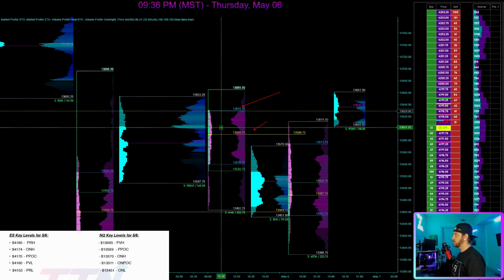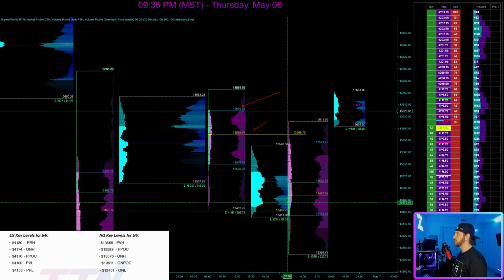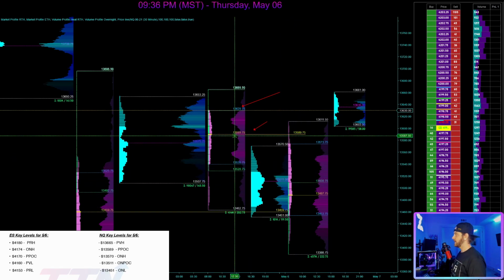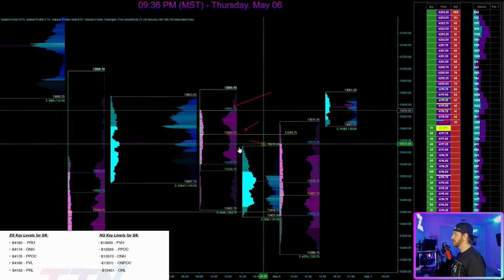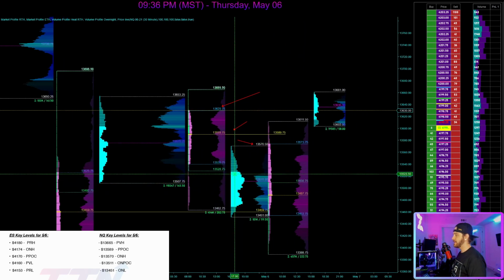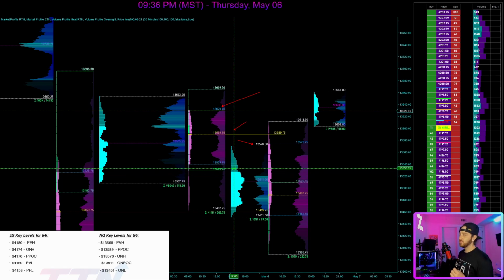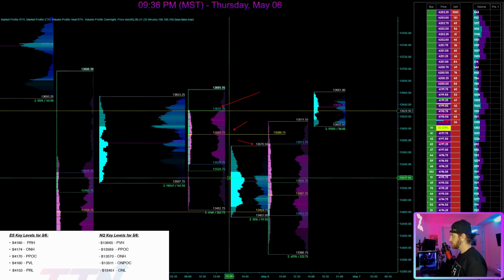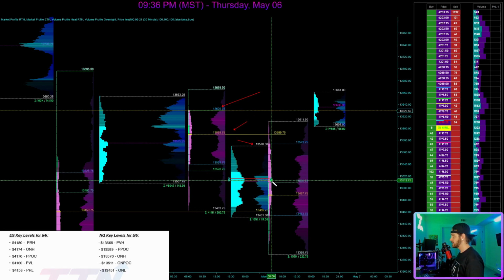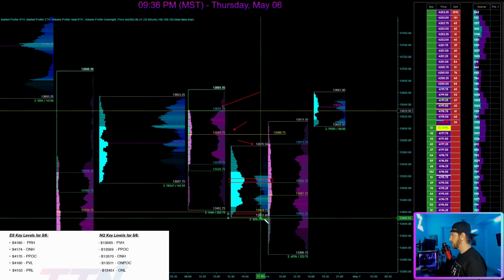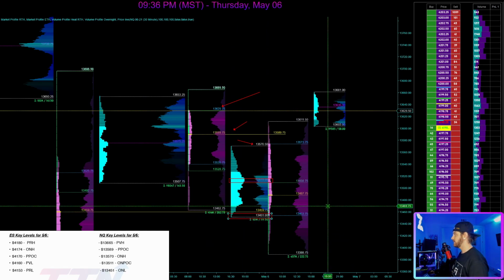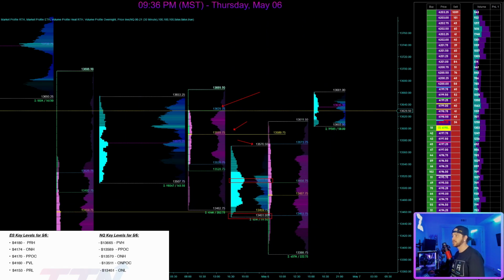That was yesterday's point of control, and it was indeed a naked point of control until we came up and tapped that level later in the session. Third level was 13,570, about 20 points below that. That was the overnight high. Fourth level was the overnight point of control right down here at 13,511. You guys can see that right there. And last but not least, I was looking at 13,451, which was the overnight low, as the last key level on NQ, very similar to ES.